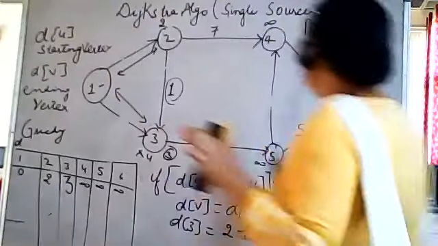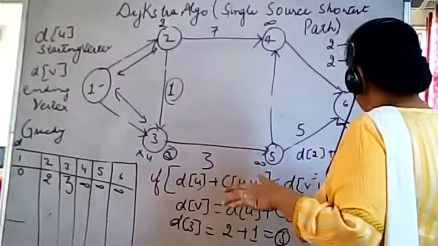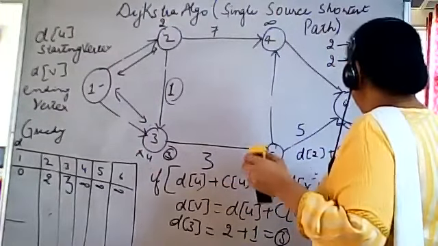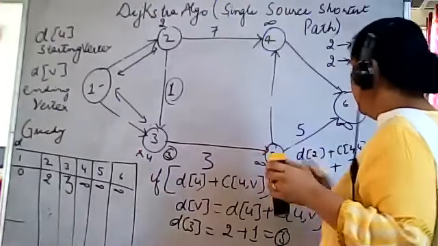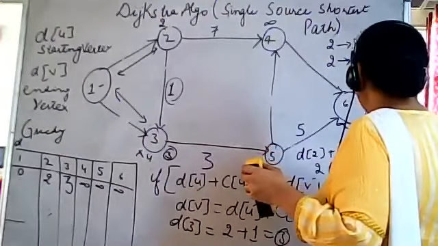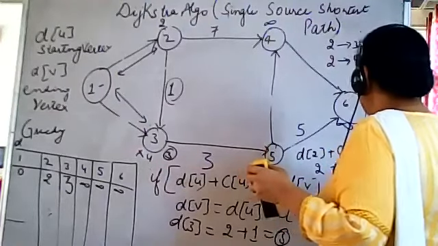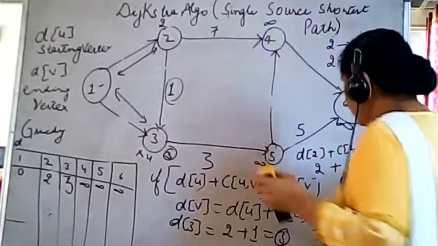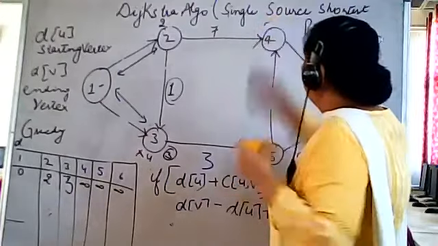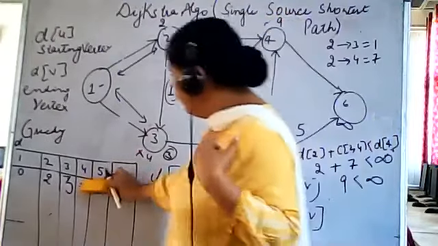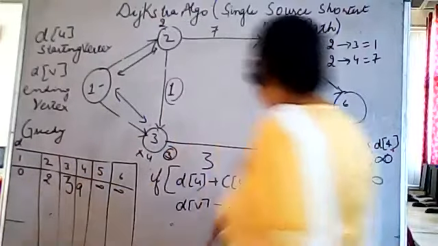So next is 2 to 4. 2 to 4 is 7. D of 2 is 2, and 2 plus 7 is 9, which is less than D of 4, that is infinity. So 9 is less than infinity, true. So you can put 9 here. D of 4 is now 9.